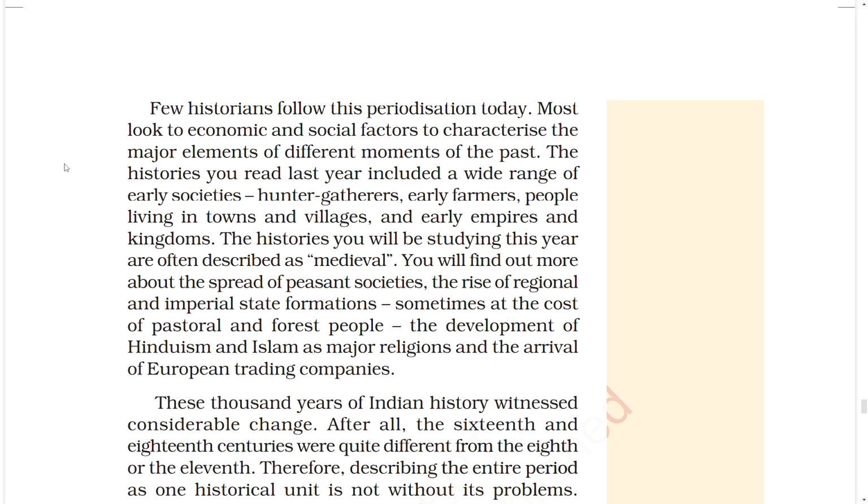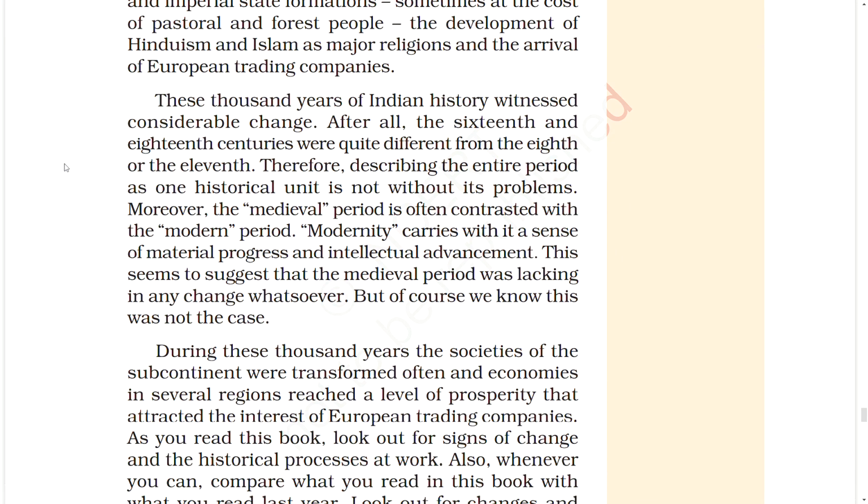The histories you read last year included a wide range of early societies, hunter-gatherers, early farmers, people living in towns and villages, and early empires and kingdoms. The histories you will be studying this year are often described as medieval. You will find out more about the spread of peasant societies, the rise of regional and imperial state formation, sometimes at the cost of pastoral and forest people, the development of Hinduism and Islam as major religions, and the arrival of European trading companies. These thousand years of Indian history witnessed considerable change.